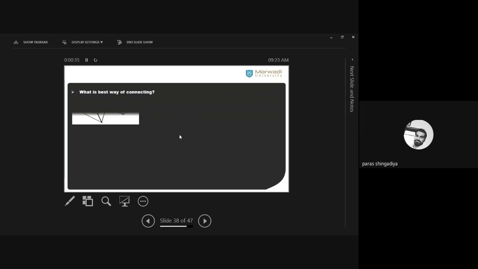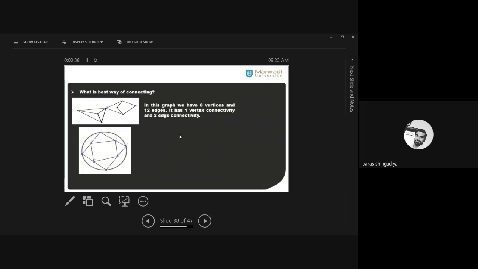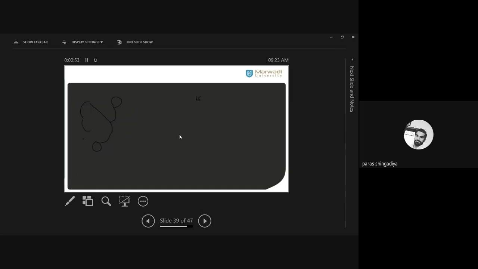Clear? And then we had discussed this application of connectivity, by using which we can check which graph is a better connected graph. Clear? So a graph containing more vertex and edge connectivity is always a better connected graph. In this situation, this network is always a better connected network. Clear? And then after that we discussed this graph also.